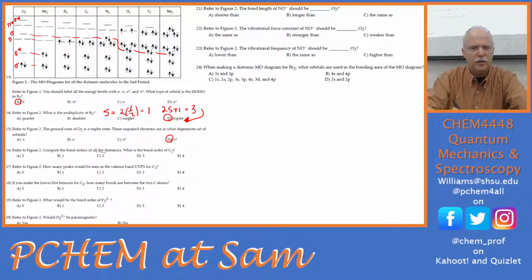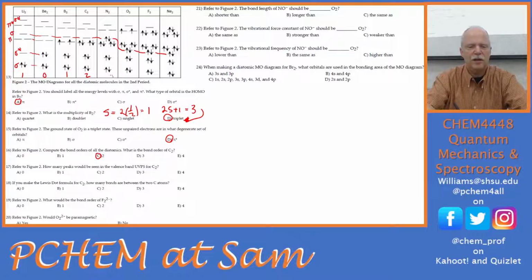And then compute the bond orders of all the diatomics, and what is the bond order of C2? So we can look at this one. This is a bond order of 1. This is a bond order of 0. So we're looking at, there's 2 electrons in the bonding, 0 in the antibonding. Okay. Here there's 2 of each, so bonding minus antibonding is 0 divided by 2. So here we have 4 in the bonding, minus 2, so we're back down to 2. Divide by 2, we get 1. And then the carbon, 2, 4, 6 in the bonding, minus 2 in the antibonding, so we have 4. Divided by 2 is 2, so we can answer that question.